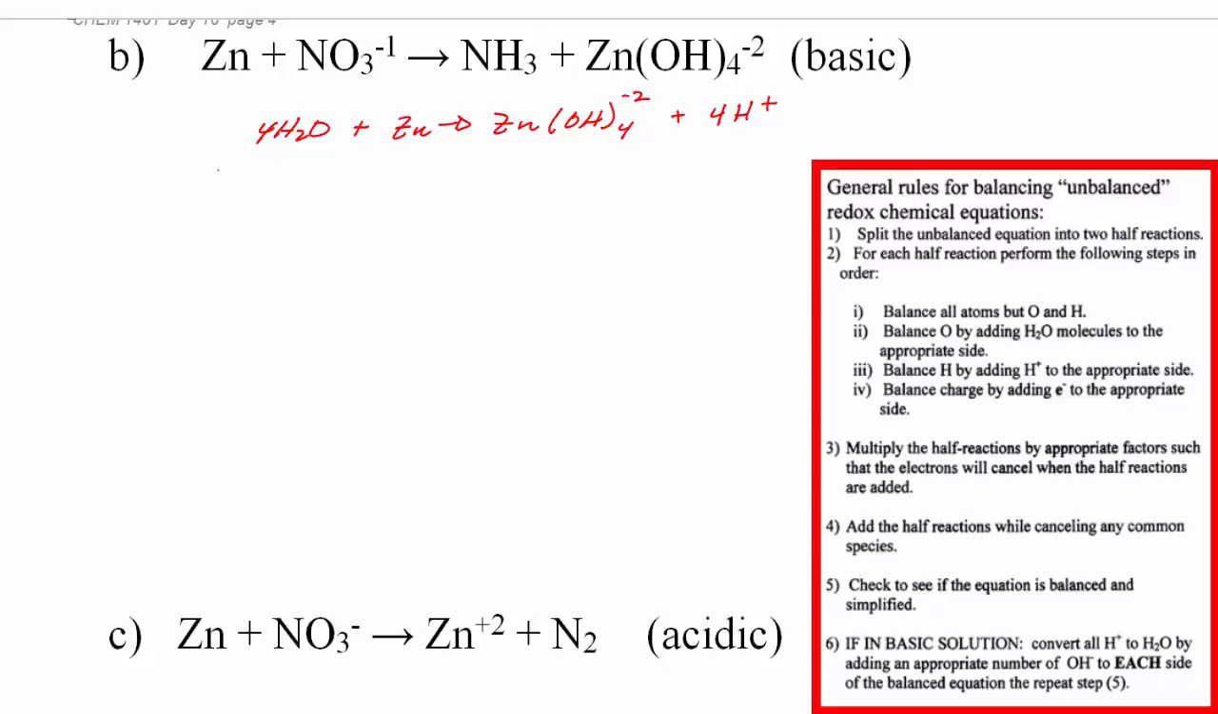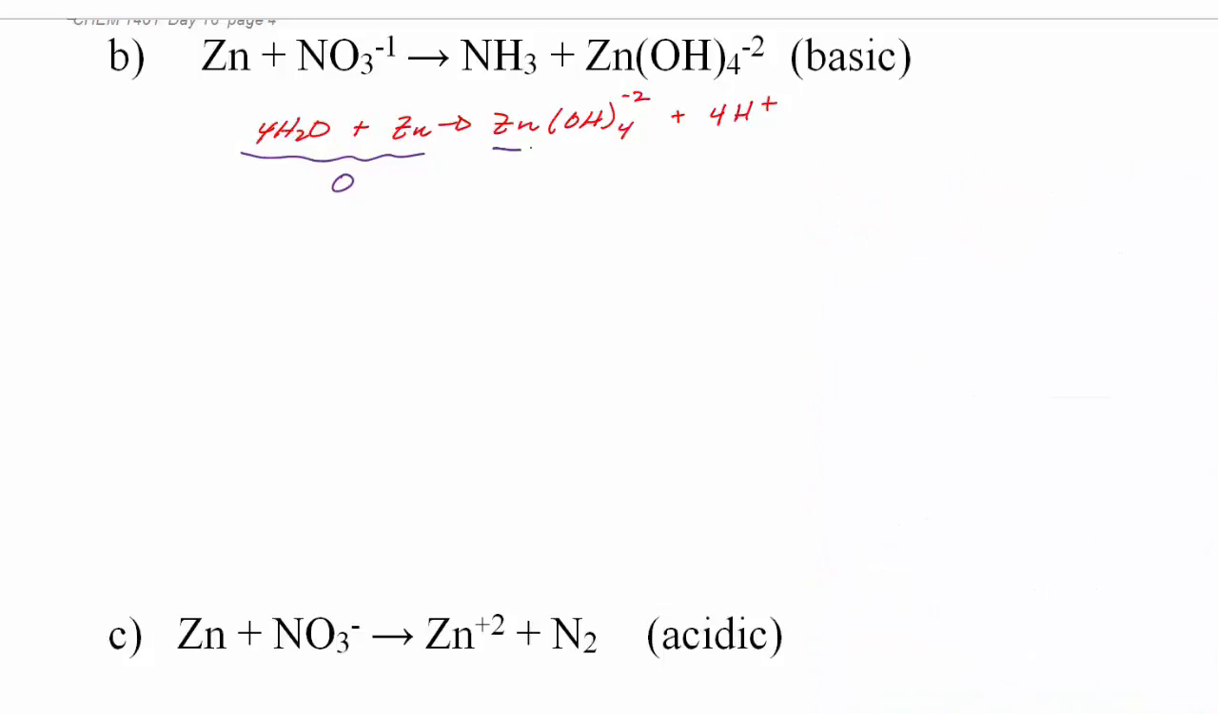Balance charge by adding electrons to the most positive side. Over here, 4 times 0 plus 1 times 0, 0. Over on this side, 1 times a negative 2 is a negative 2. 4 times a positive 1, positive 4. So overall, I have a positive 2. Add electrons to the most positive side to balance the charge. So plus 2 electrons. So that half reaction is done.